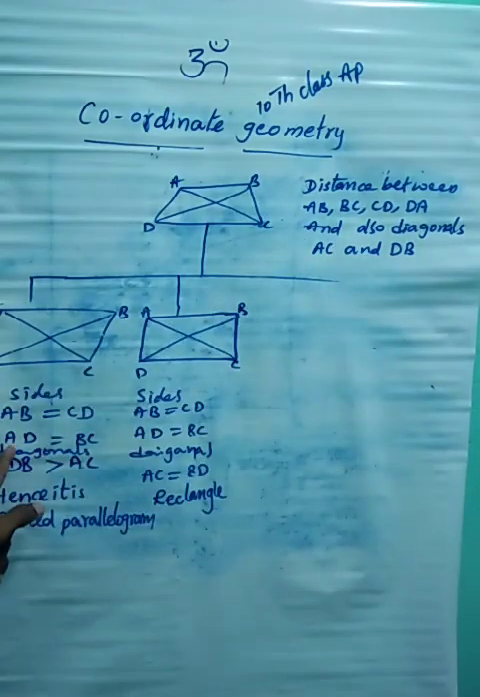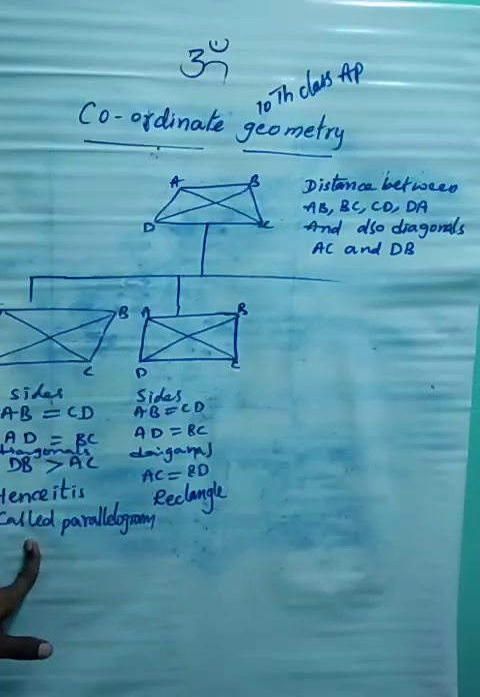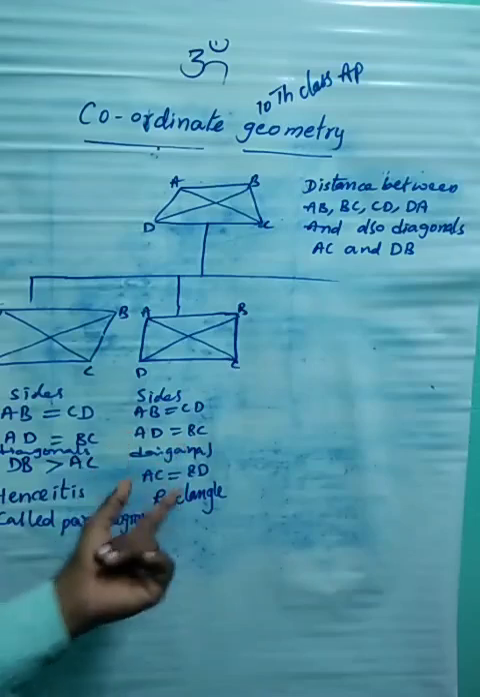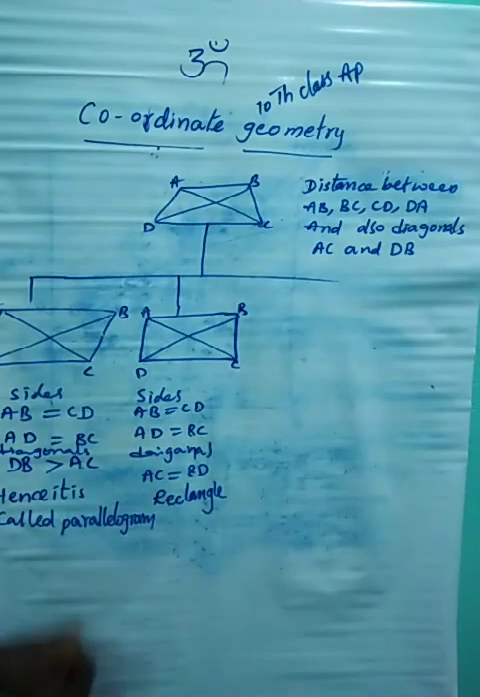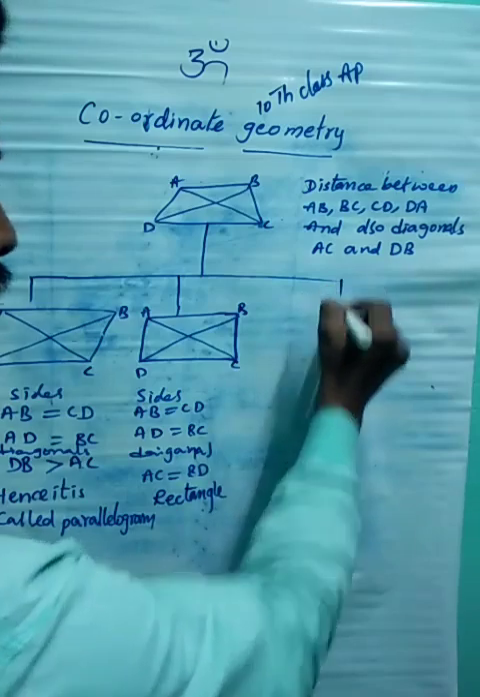We get opposite sides equal, and one diagonal greater than the other diagonal. It is called a parallelogram. When opposite sides are equal and the diagonals are also equal, then we can say this is a rectangle. And taking one more.